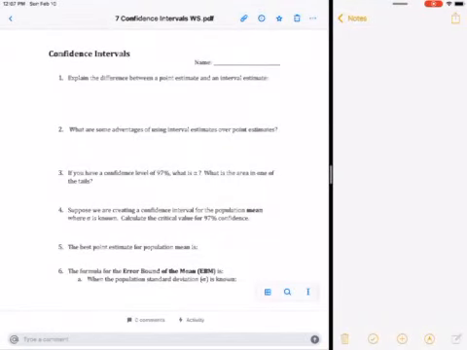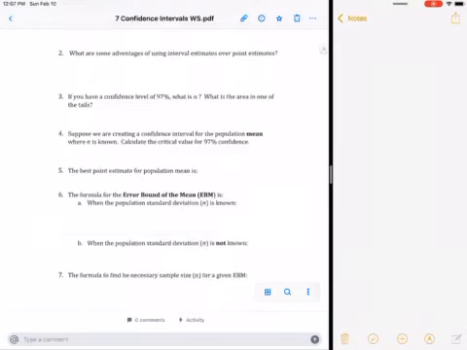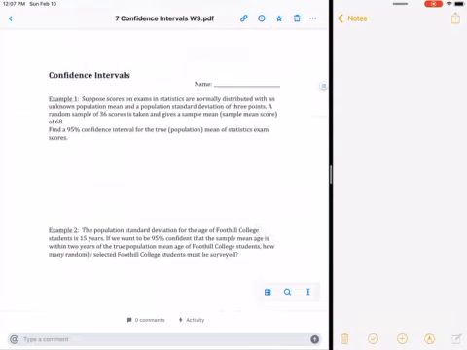Okay, so a lot of you guys have questions about confidence intervals. So I'm going to use the confidence interval worksheet and just do one of the problems, where I'm going to do example 1.